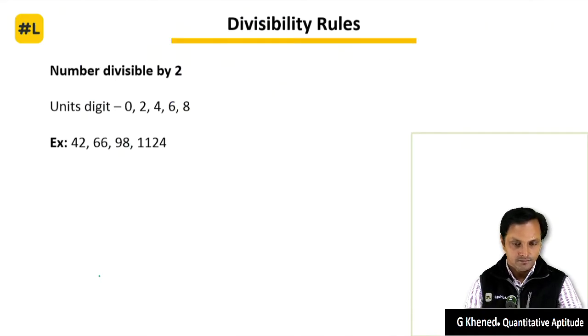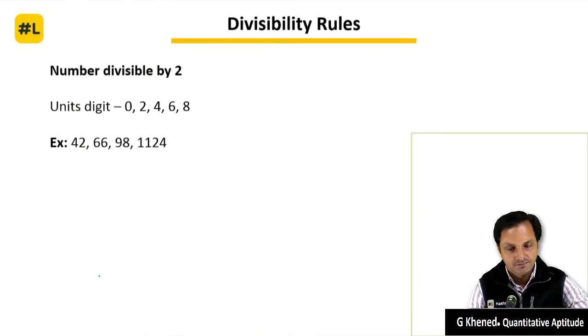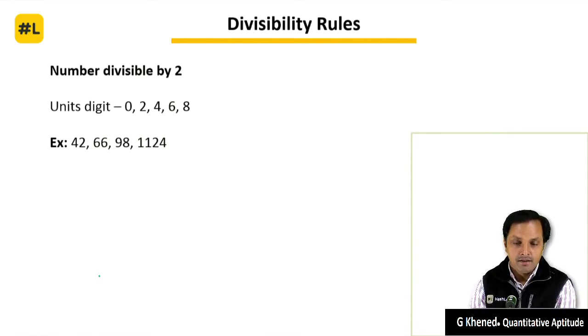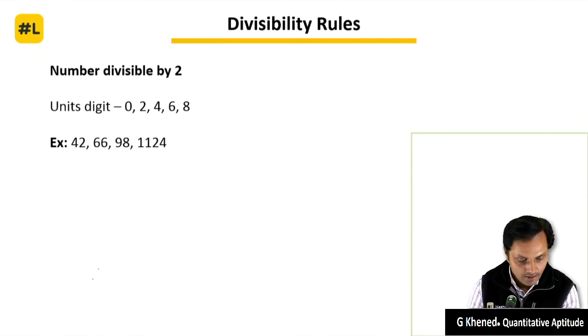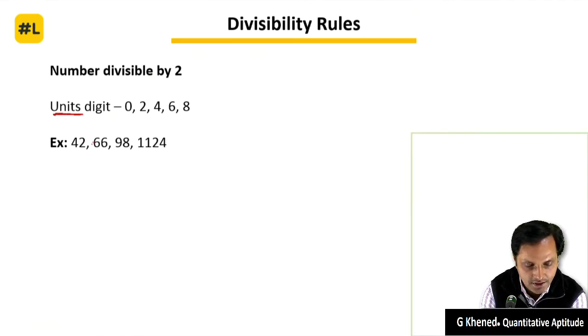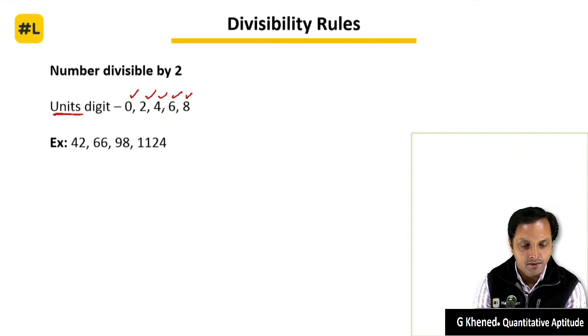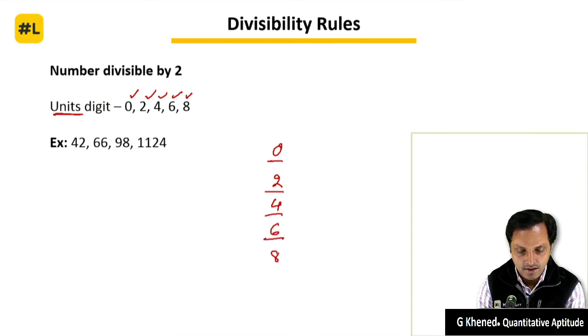Okay, let us come to the last concept, that is divisibility rules. You will have many numbers. How will you identify whether the number is divisible by 2? Very simple. Observe the number. Check whether the units digit is 0, 2, 4, 6, 8. If the unit digit is either 0, 2, 4, 6 or 8, then the whole number will be divisible by 2.